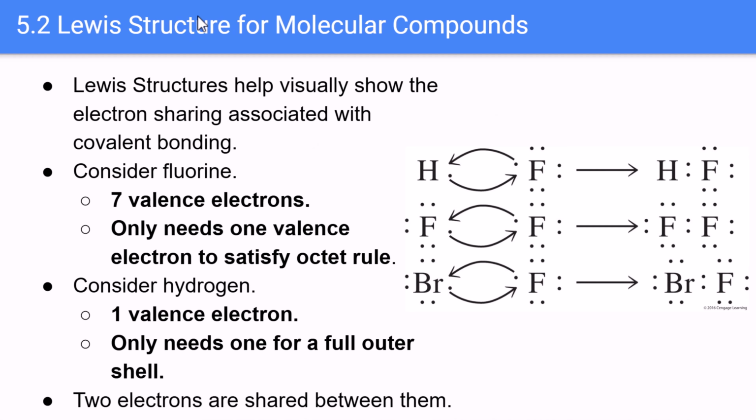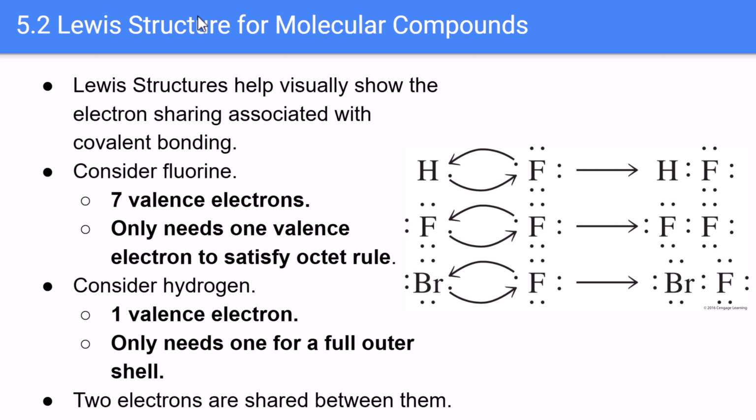So the concept of the Lewis structure. Lewis structures are designed to help us visually show the electron sharing associated with covalent bonding. It shows the number of electrons that are shared, it shows how those electrons are being shared, and it plays a really huge role in determining how many electrons are shared in between different chemicals and how those bonds are being formed. I know I've said it multiple times, but I'm trying to get the point across here.